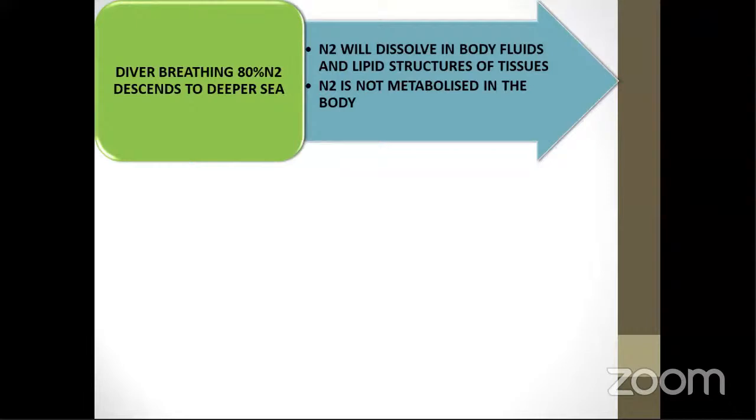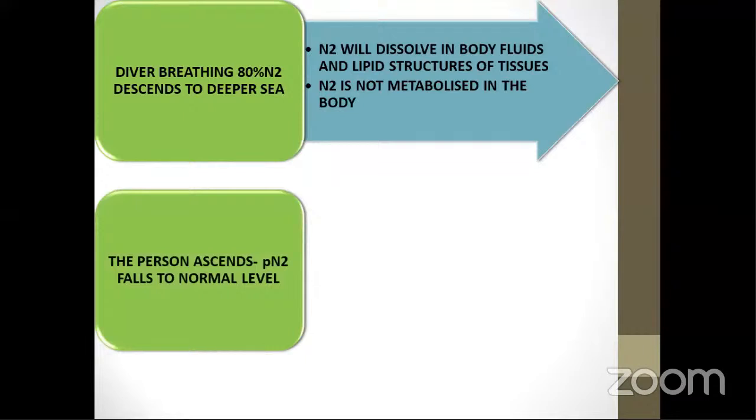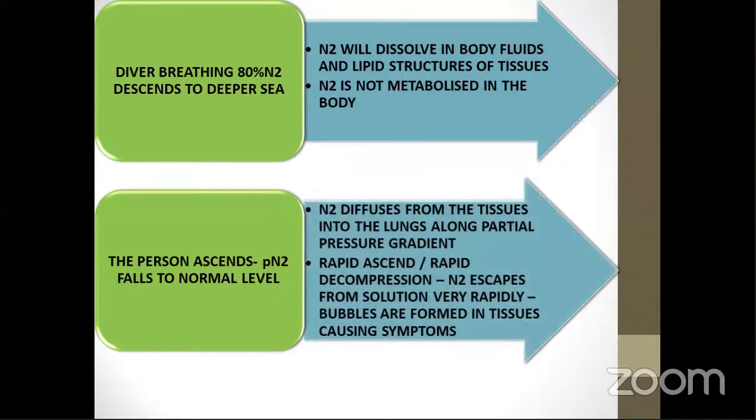Nitrogen will be dissolved under high pressure. Okay, and nitrogen will remain as such in your body fluids, dissolved. And next, what happens? The person ascends to a high altitude or to the sea level rapidly. With rapid ascent, the partial pressure of nitrogen falls to normal level. And at this stage, what happens? The nitrogen will diffuse from tissues into the lungs along the partial pressure gradient.